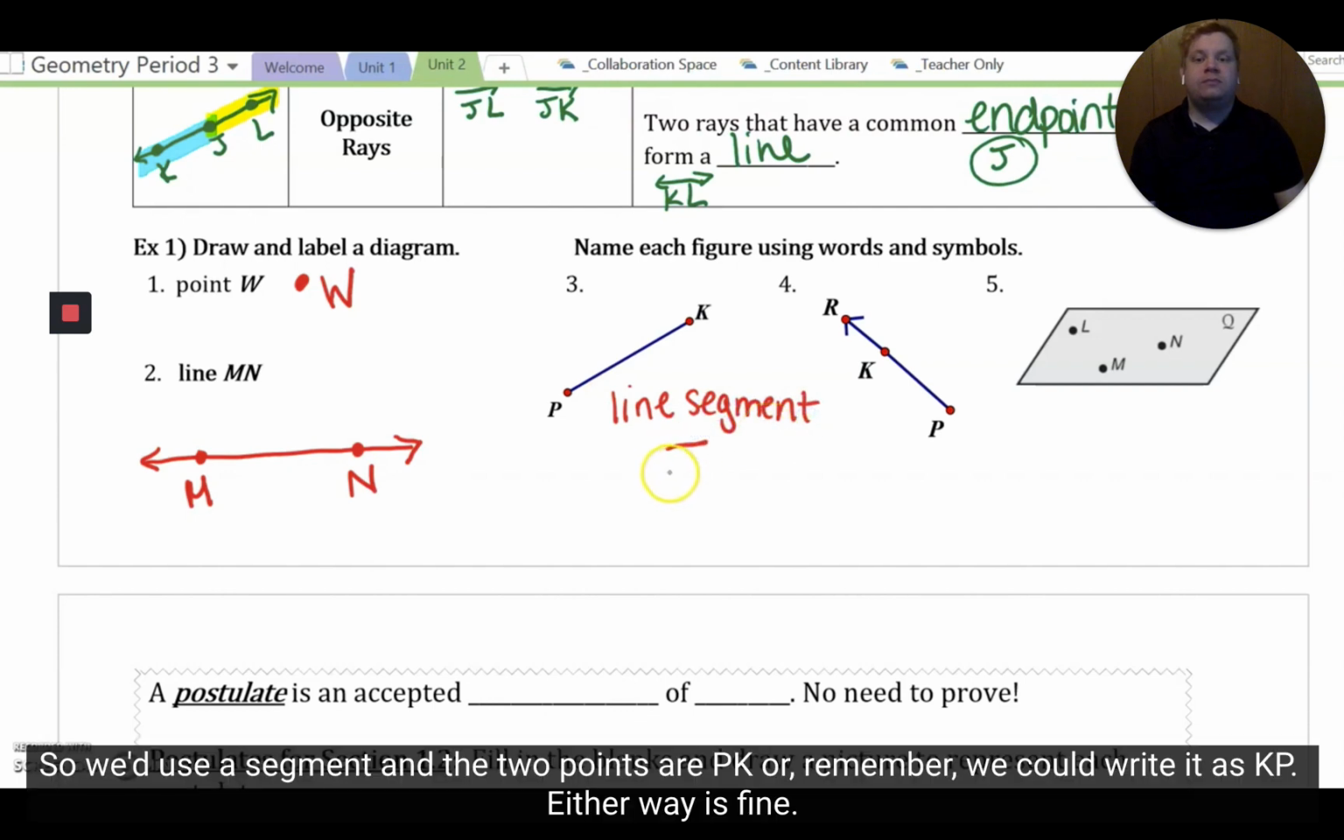So we'd use a segment, and the 2 points are PK, or remember we could write it as KP. Either way is fine.